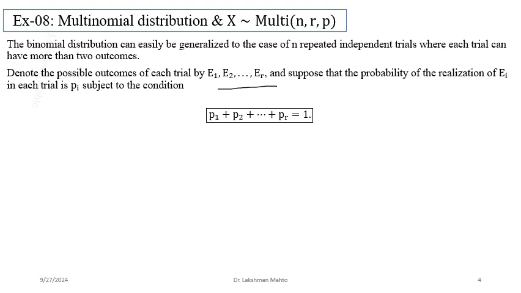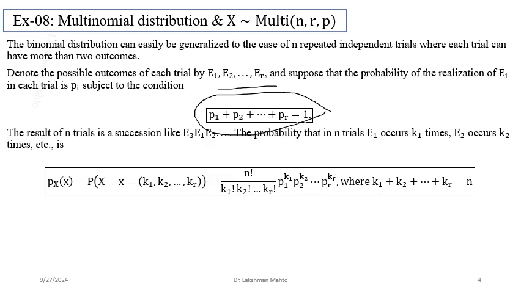But in a multinomial trial, how many outcomes are possible in a single trial? R. So there would be a probability vector: P1 for the first outcome, P2 for the second outcome, and PR for the Rth outcome. And the sum of those probabilities would be equal to 1. Are you getting the meaning of this or not? So P1 plus P2 plus P3 up to PR is equal to 1. This is related to a single trial.